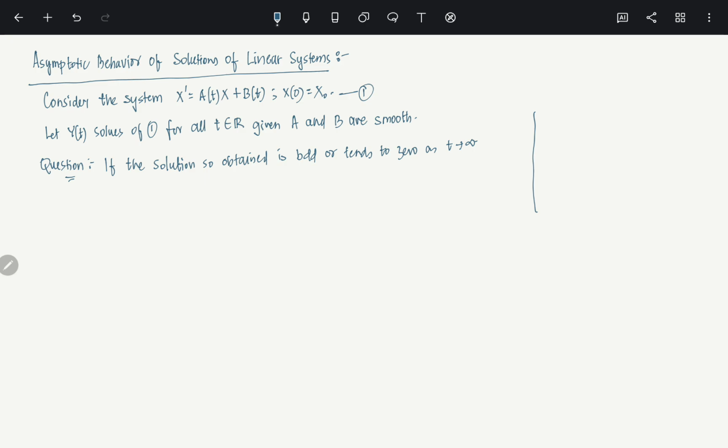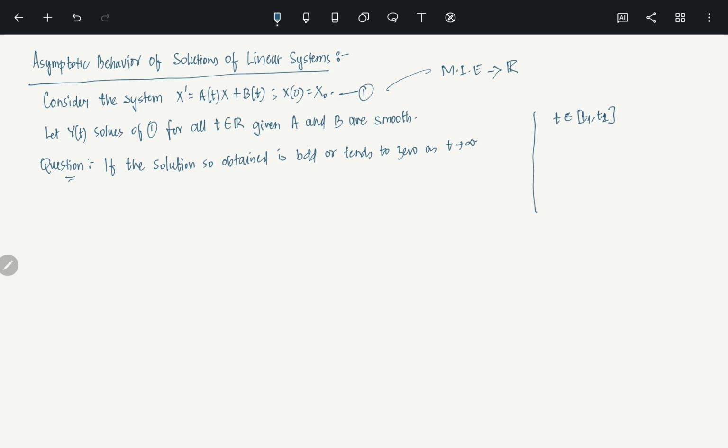Since the maximum interval of existence for this problem is R, provided A and b are smooth, it is valid for all t. So as t tends to infinity, there is also a solution, right? Now we want to see what happens to the solution as t tends to infinity. Why? If t lies between, let's say, t1 and t2, so what is so special about infinity? Why not 100, 1000, 1 million?